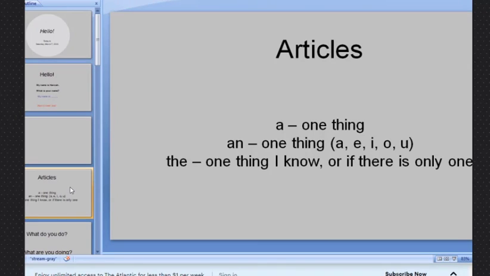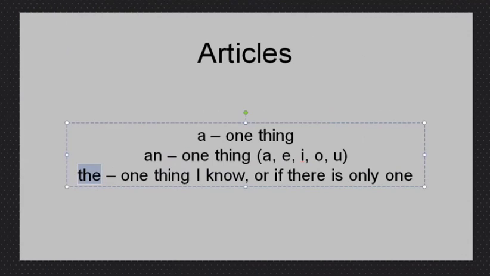So last stream and the one before that, we were talking about articles. So in English, when we talk about one thing, we always want to include an article. An article is a or an or the. So if we talk about one pencil, this is a pencil. One pencil, a pencil. So in English, we cannot say this is pencil. No. We need a pencil.